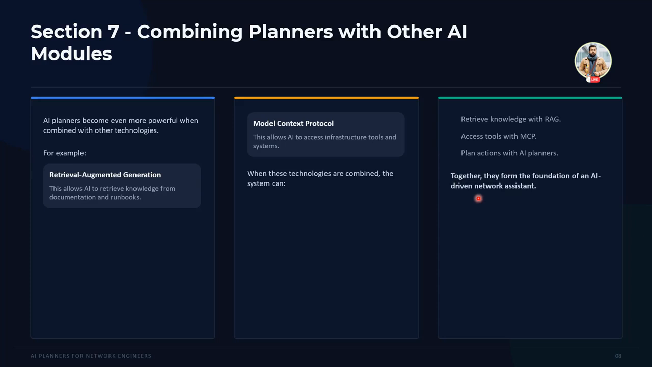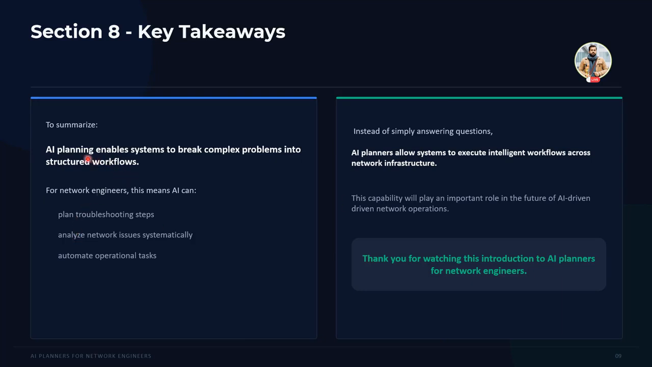So RAG is the knowledge, MCP is the hands, and the planner is the brain? That is a perfect way to put it. RAG is the knowledge, MCP is the hands that reach into your systems, and the planner is the brain that decides what to do and in what order. Together, they form the foundation of a genuinely useful AI-driven network assistant. Before we wrap up, can you summarize the key takeaways for our listeners?